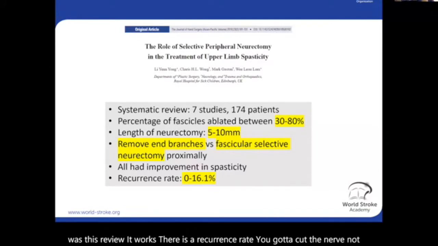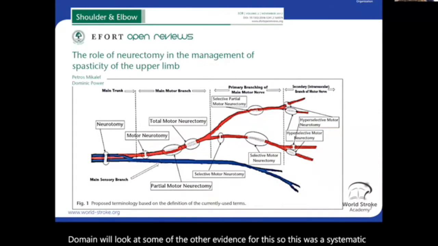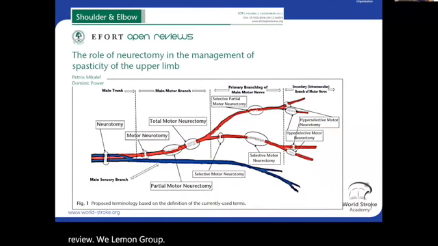So this was a systematic review by Whelan and group. And these are the terms that we use. What's happening is when you inject Botox into the muscles, you're trying to paralyze the motor end plate.